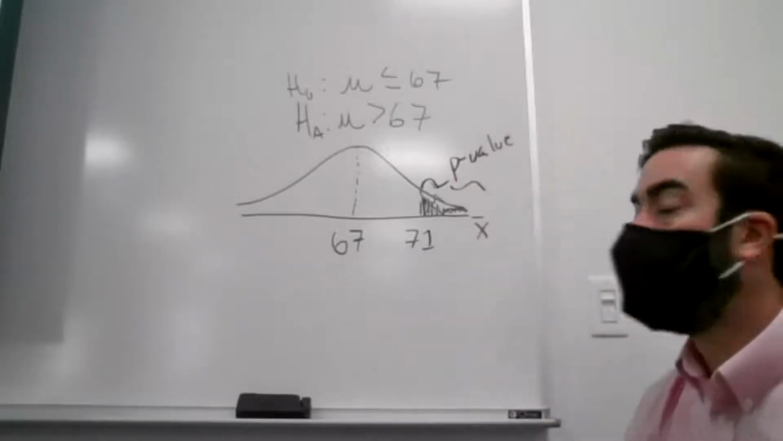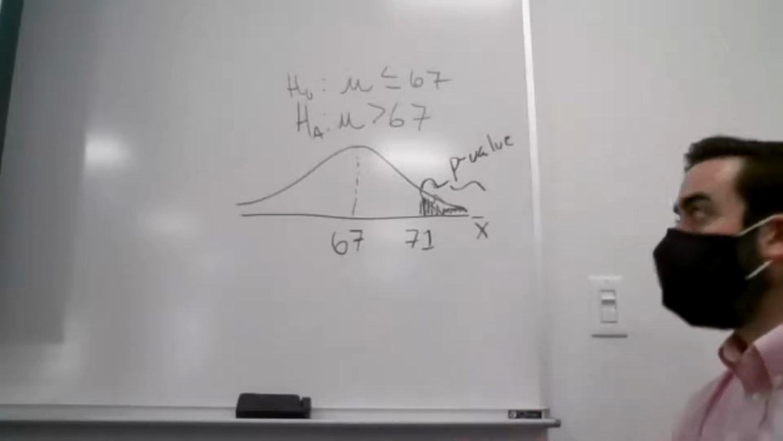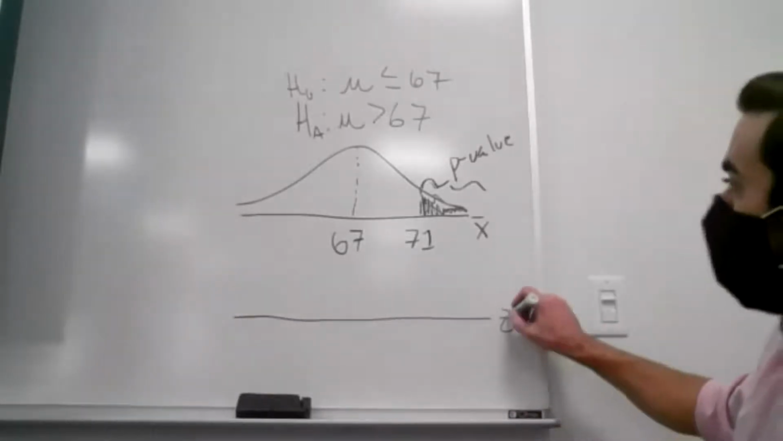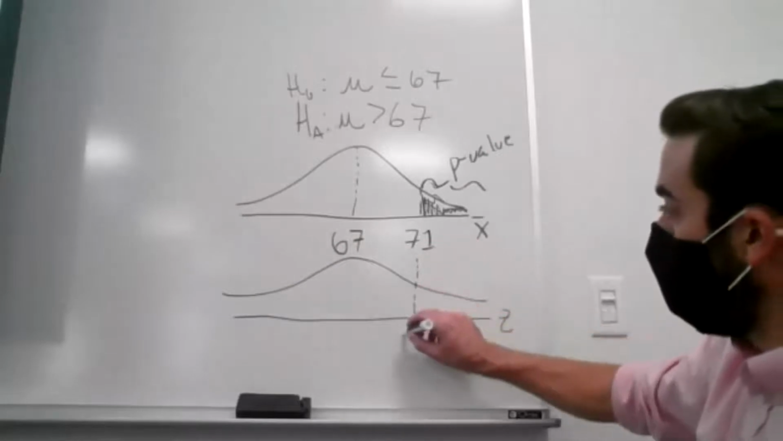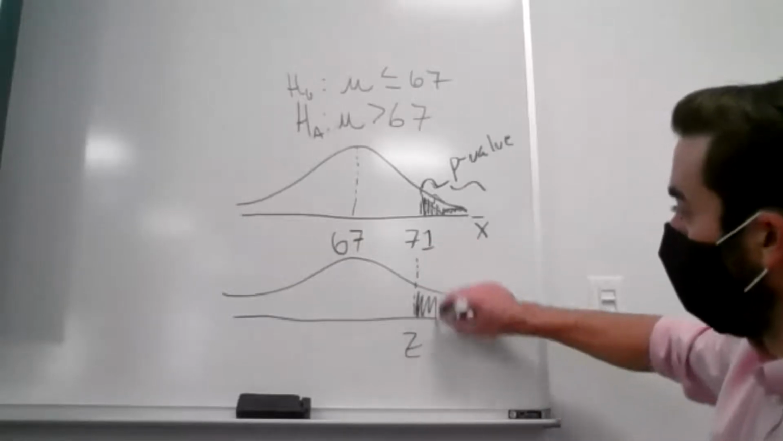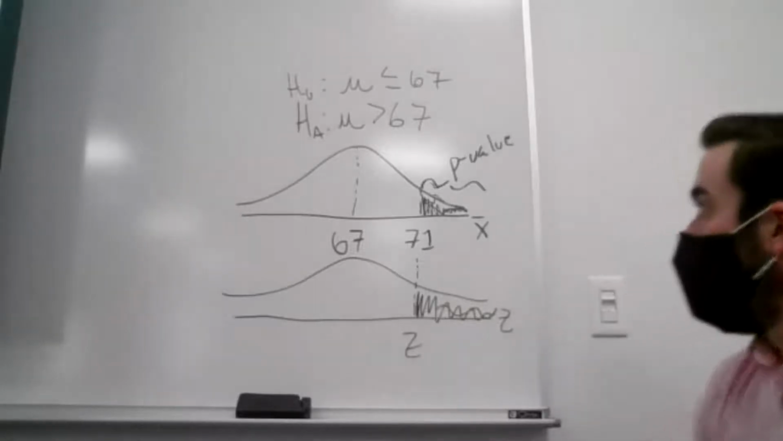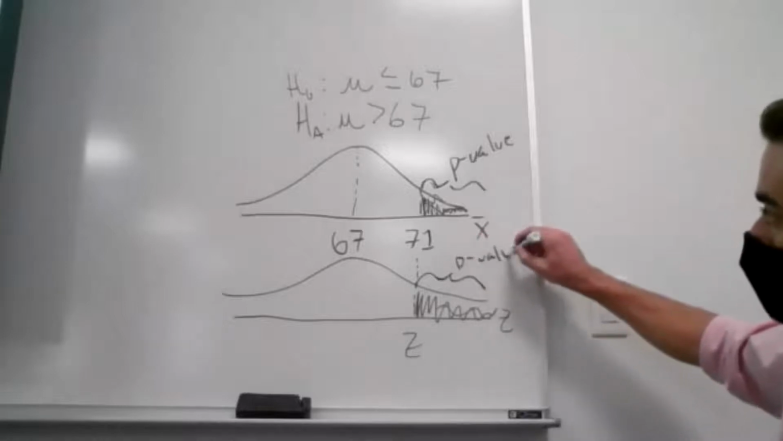All right. So how can we find that? Well, if we know this is a normal distribution, we can turn that into a standard normal distribution. If I can find the z-score that corresponds to that sample mean of 71 that I found, then it's pretty easy using those tables to find that p-value.